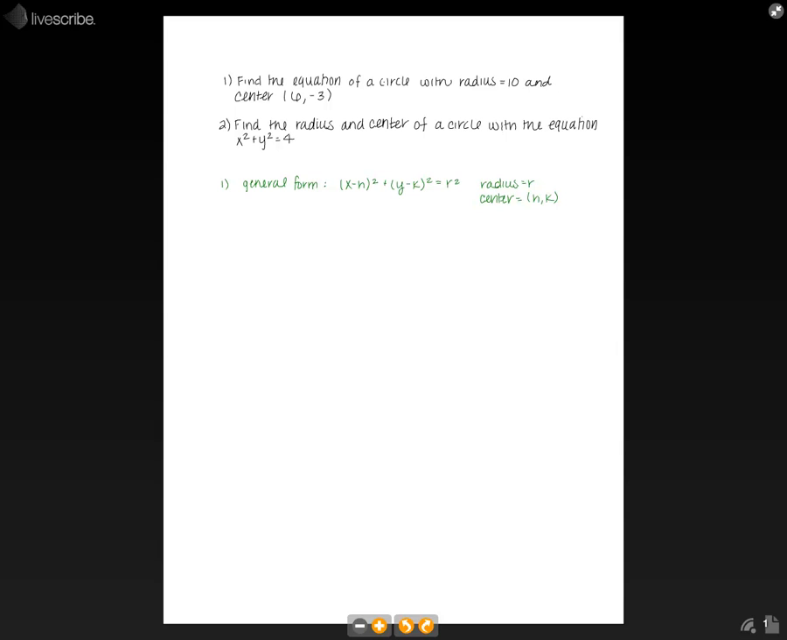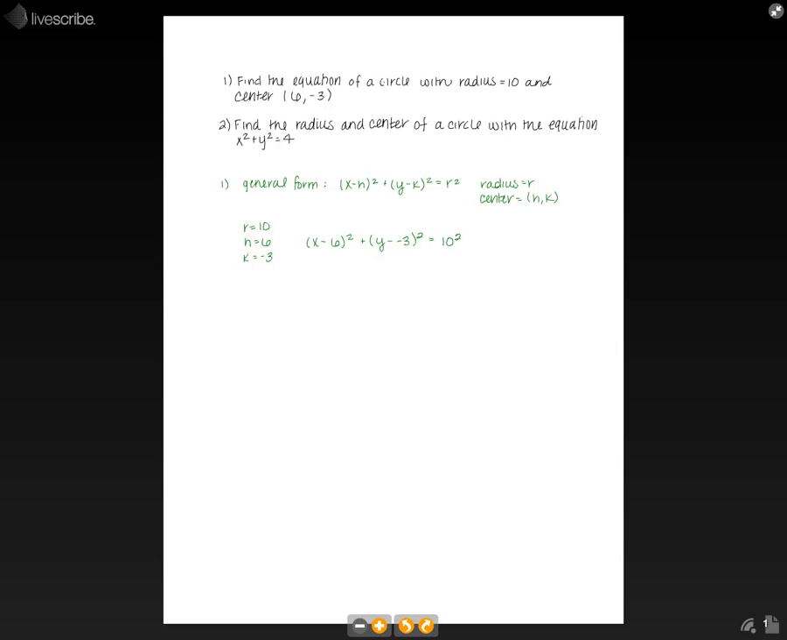Alright, so from this we can tell that our equation has a radius of 10, and then h is equal to 6 and k is equal to -3 from the given information. So now all we need to do is plug this into the equation. So we get (x minus h, which is 6) squared, plus (y minus k, which is -3) squared, is equal to r squared, which is 10 squared.